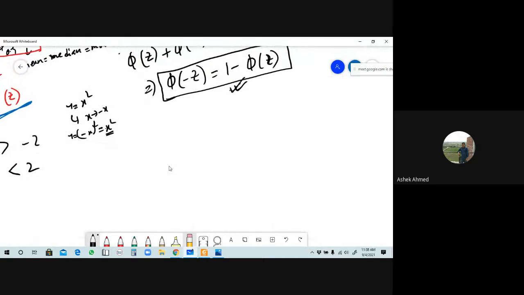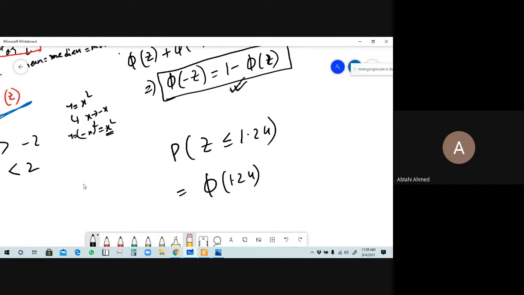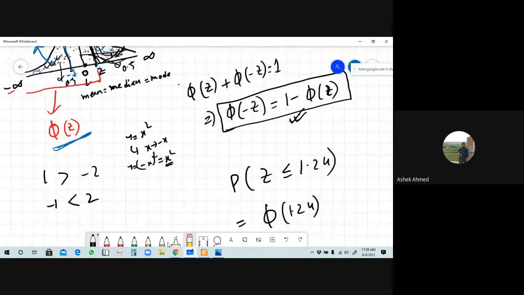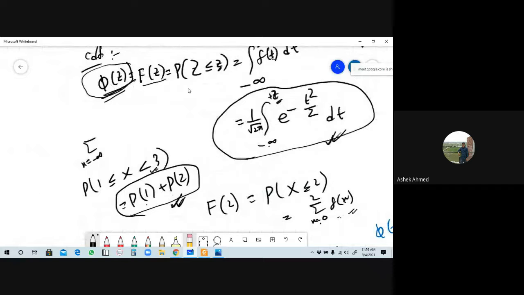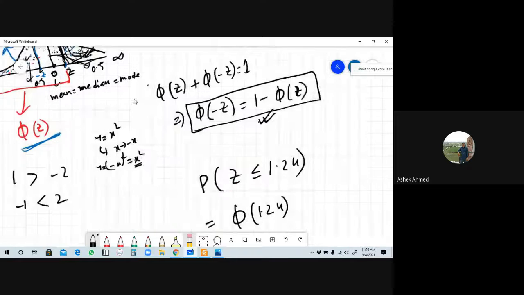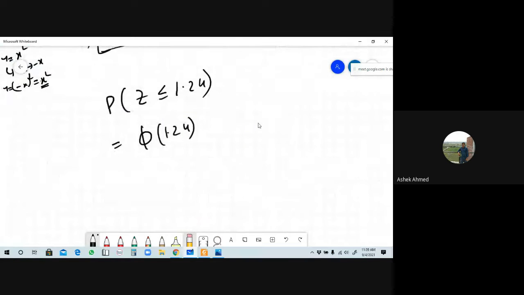Okay, we have to find out the value of the probability of capital Z less than or equals to 1.24. Can you say this is phi of 1.24? Is it right or wrong? Yes, sir. Because in the definition of phi of z, phi of z equals the probability of capital Z less than or equals to small z. So we can write this as phi of 1.24.